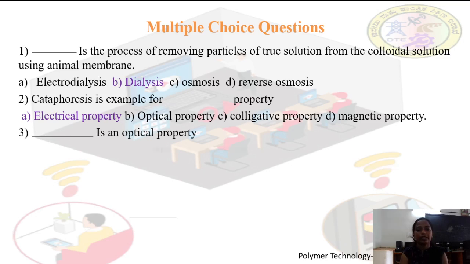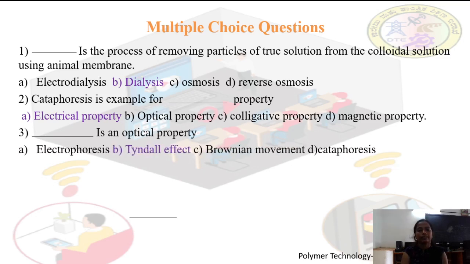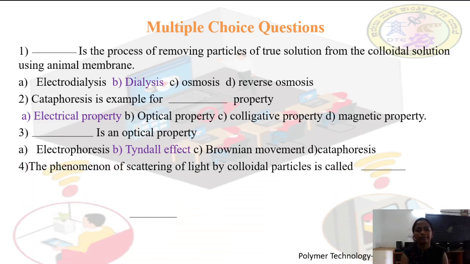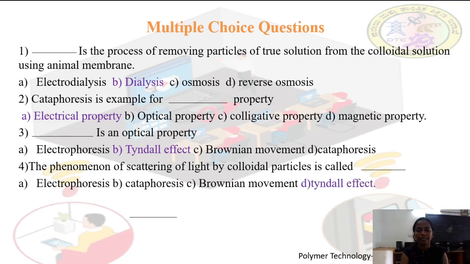Dash is an optical property. A. Electrophoresis, B. Tyndall effect, C. Brownian movement, D. Cataphoresis. The answer is B, Tyndall effect. The phenomenon of scattering of light by colloidal particles is called: A. Electrophoresis, B. Cataphoresis, C. Brownian movement, D. Tyndall effect. The answer is D, Tyndall effect.